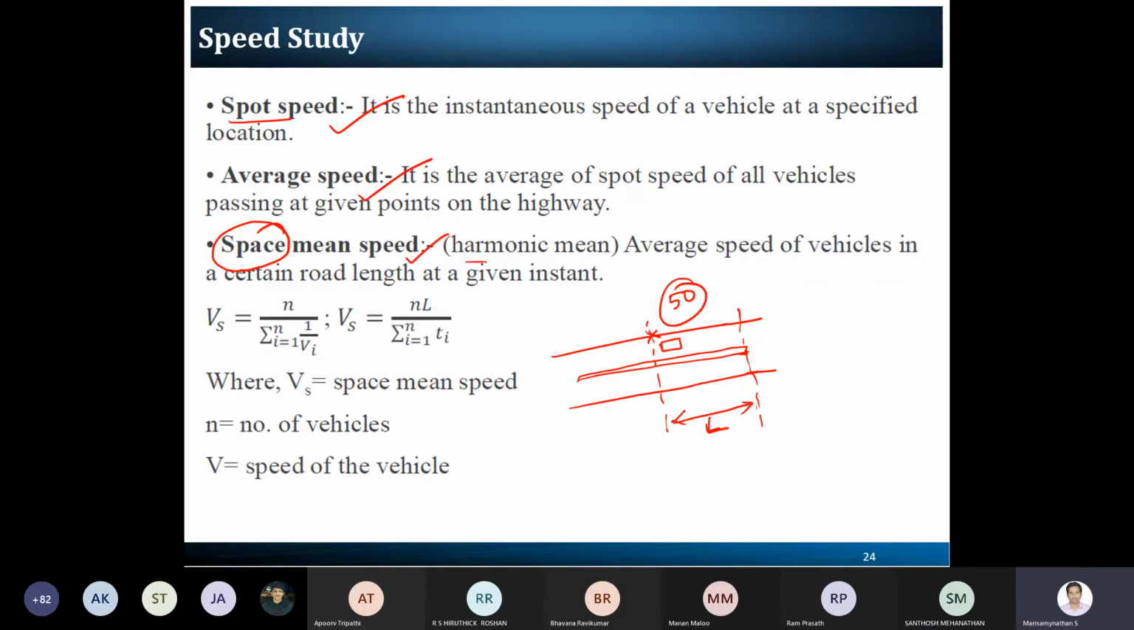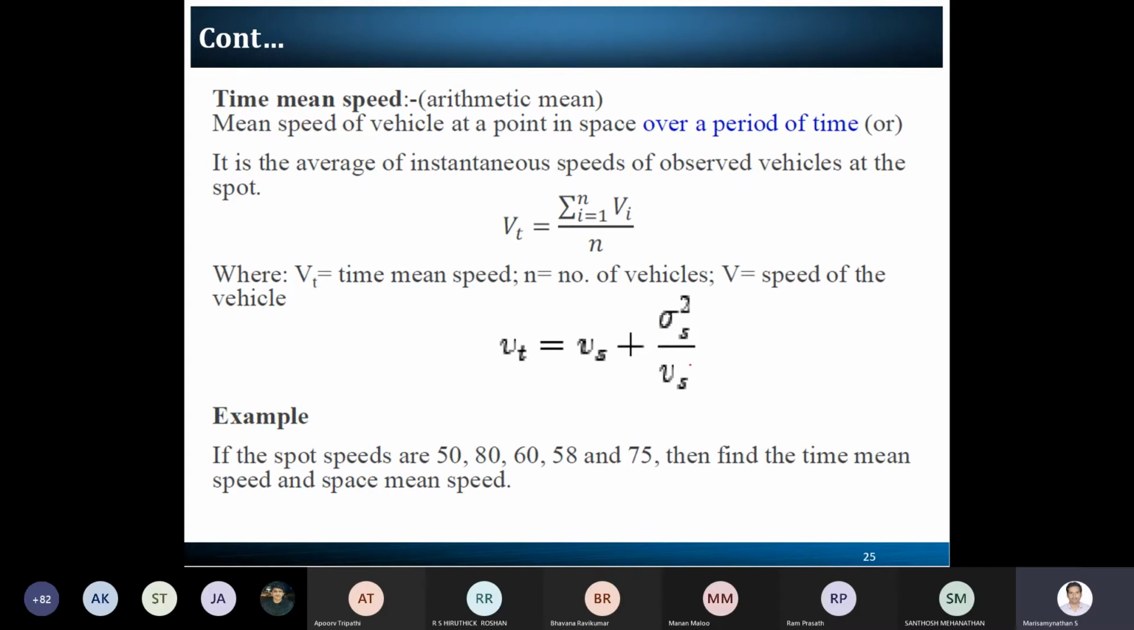Basically, it is defined with respect to the harmonic mean, and this will be the equation. Space mean speed is equal to the total number of vehicles divided by the sum of 1 divided by vehicle speed, for all the vehicles, i equal to 1 to n. If 50 vehicles passed, we take the average over all 50 vehicles. So within the trap length, what will be the speed of the vehicle? That is considered as space mean speed.